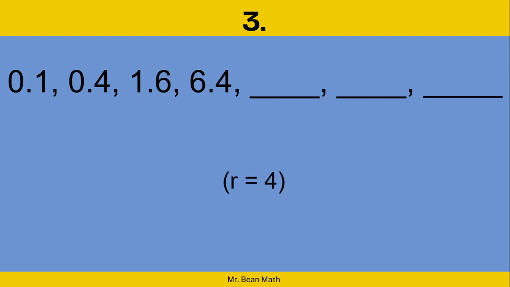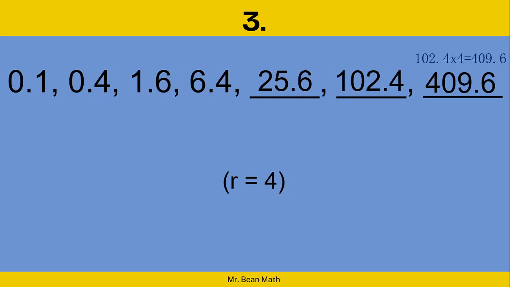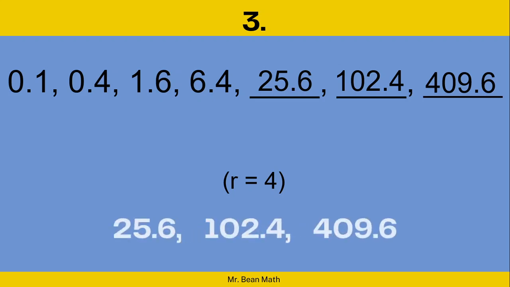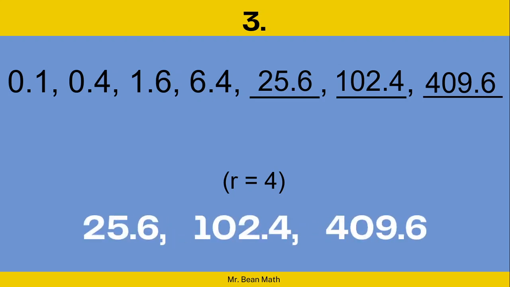Now, let's start to multiply 4 to the succeeding terms. 6.4 times 4 is equal to 25.6. 25.6 times 4 is equal to 102.4, and 102.4 times 4 is equal to 409.6. Therefore, the next three terms in the geometric sequence are 25.6, 102.4, and 409.6.